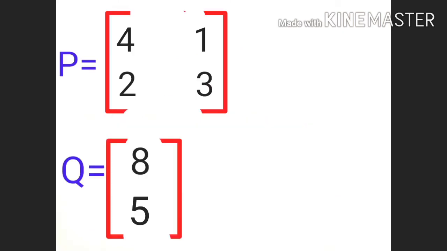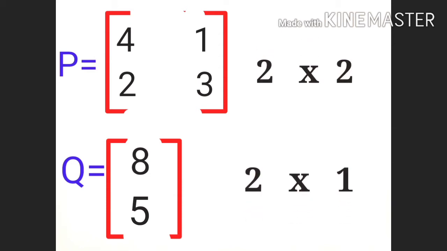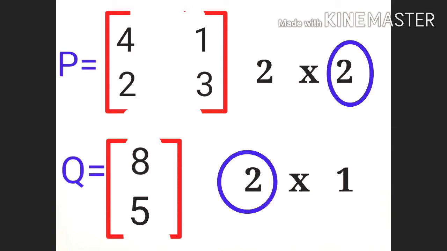Now friends, let's take a different example. Here are two matrices P and Q. Can you find out their orders? Yes, P has order 2 by 2 and Q has order 2 by 1. And suppose I want to find out PQ. So I have to consider the number of columns of P and the number of rows of Q. And as you can clearly see, they both are equal, friends. So it is very much possible to multiply the two matrices P and Q in this case, friends.